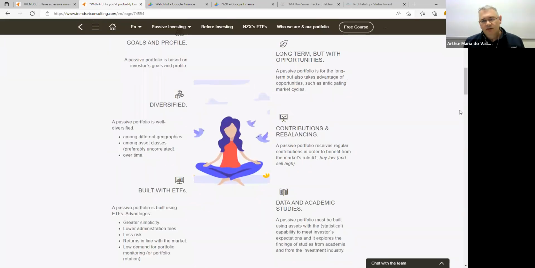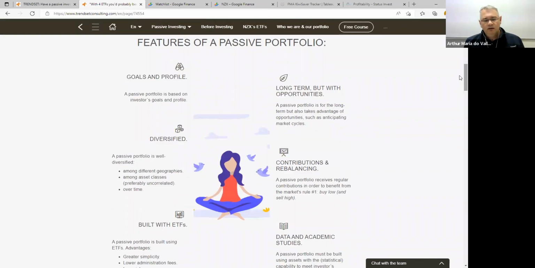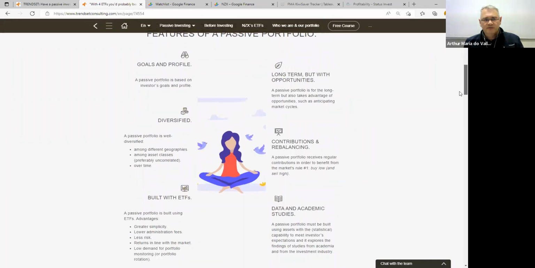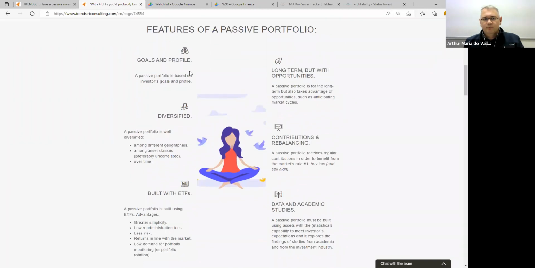Okay, so yeah, maybe this one. I would say, if you have a portfolio and that portfolio is passive, there are some features that you want to have. Of course, your portfolio should be aligned to your financial goals. Remember that we saw them. And also your investor profile, maybe the aggressive or the conservative. It should be diversified. Don't put all your eggs in a single basket.